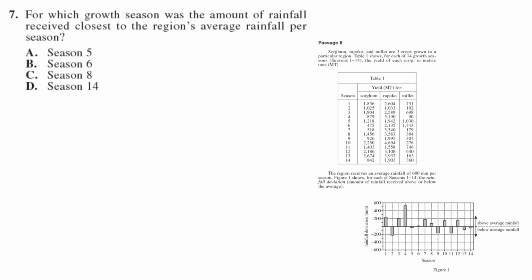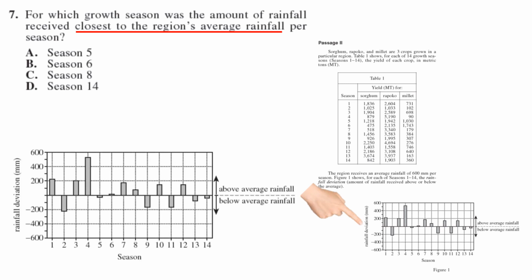Number 7, for which growth season was the average amount of rainfall closest to the region's average rainfall per season? So we see average rainfall per season in figure 1. So let's just make that bigger. If we look at our answer choices, we only have 4 seasons to worry about. It's multiple choice, 5, 6, 8, and 14. So 5, 6, 8, 14, just circle those.